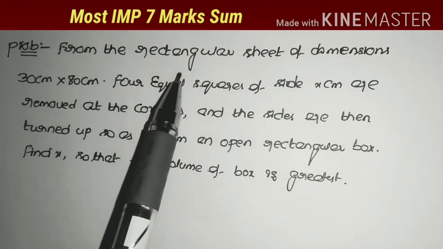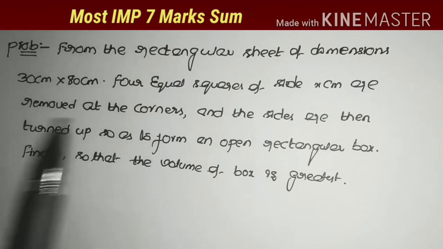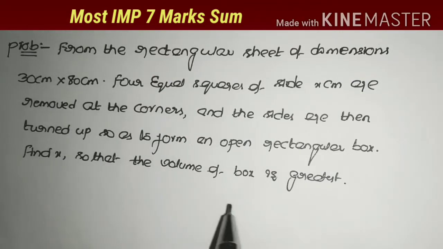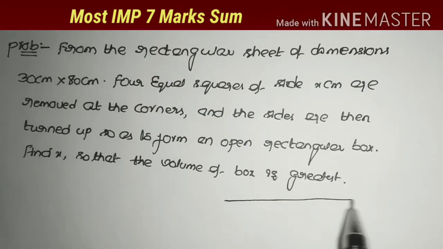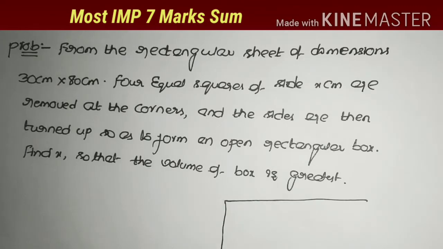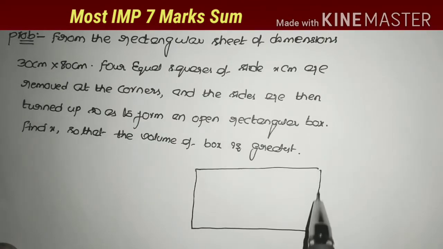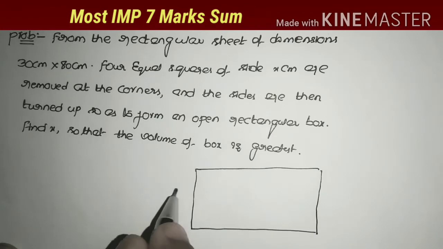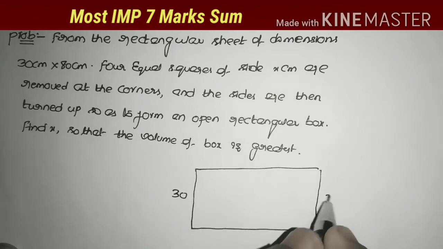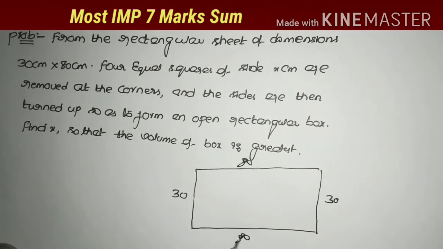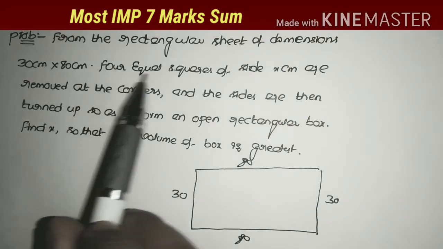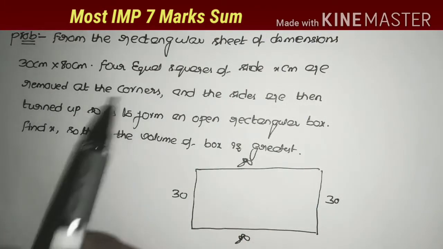So here the given data is a rectangular sheet of dimensions 30 into 80. Suppose this is the rectangular sheet of dimensions 30 into 80. This length is equal to 30 and this length is equal to 80. Now the data is 4 equal squares of x centimeter removed at the corners.